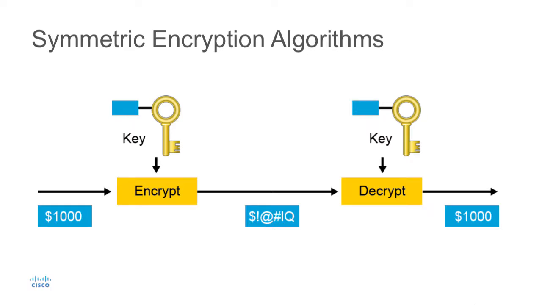Now, usually these are very fast algorithms, and that's why we use those for wire speed encryption or for data in motion encryption. These are based on simple mathematical operations, and we can use hardware to accelerate the encryption process. We typically see symmetric key encryption in our IPsec technology.